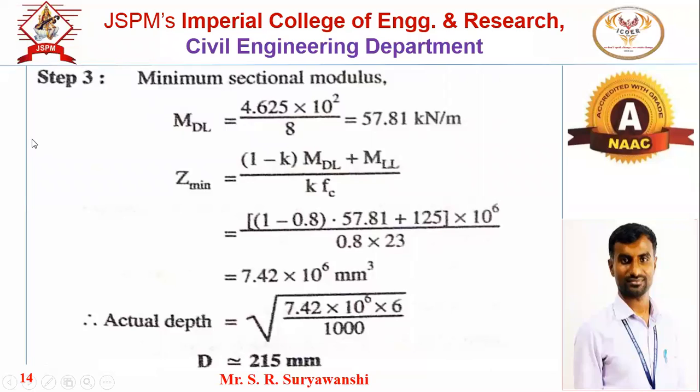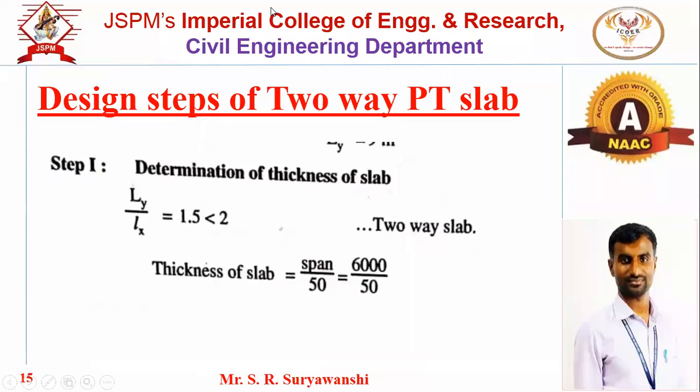Now we will discuss the two-way slab. As with the one-way slab, there are 7 to 8 different steps that you have to follow for two-way slab design. Now the question will be on an in-between step. They will not give the numerical, you have to design the slab, and they will ask what will be the number of cables and what will be the spacing. So they will ask the in-between step. So step number 1 for the design of two-way PT slab is to determine the thickness of the slab.